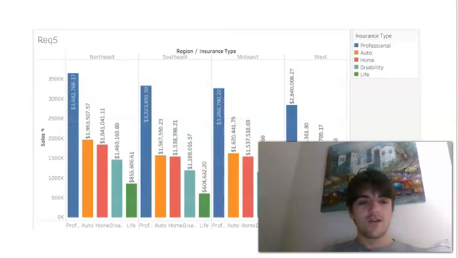And another graph we're going to look at is the most popular and most sold type of insurance in each region. And as you can obviously see by the blue, the professional is by far the highest selling for each region. And it's a very similar trend how it goes: professional, then auto, then home for every single region.